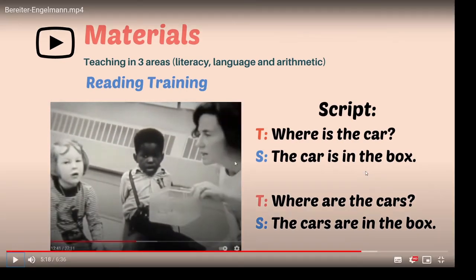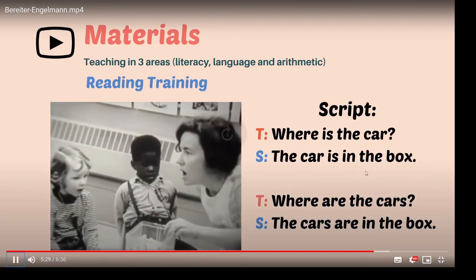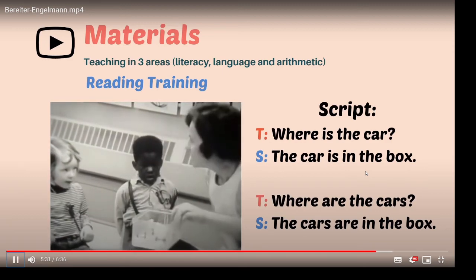Okay, this is another example about the preposition. Where is the car? The car is in the box. Where are the cars? The cars are in the box. You can also use other objects like a cup. Where is the cup? The cup is on the table. And so on. Let's go on.